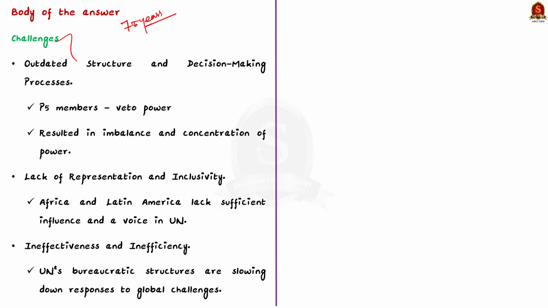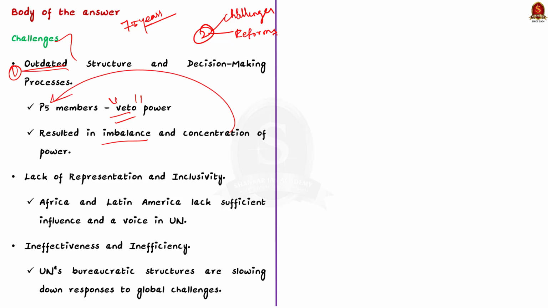Having completed the introduction, now let us take up the body part. As we have seen earlier, we are going to divide the body part of the answer into 2 parts. In the first part, we shall mention the challenges faced by the UN system. In the second part, we will talk about the reforms needed. Now let us see the challenges one by one. Firstly, outdated structure and decision-making process. The 5 permanent members, that is P5 members, have veto powers and they are creating imbalances in the United Nations system. The concentration of power in the hands of a few permanent members with the veto power can hinder effective actions on critical global issues. Secondly, lack of representation and inclusivity.